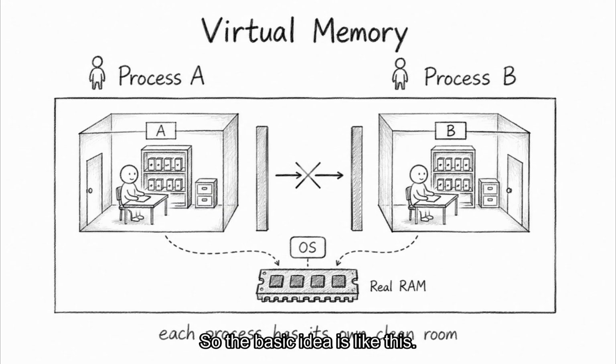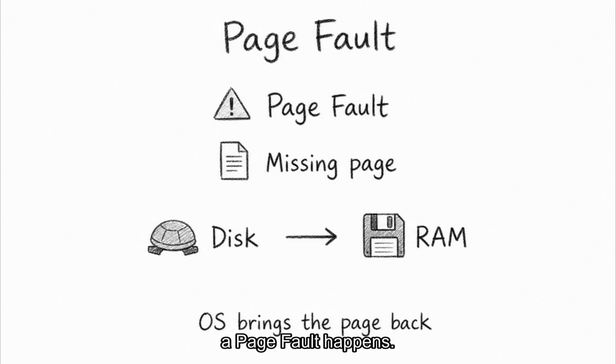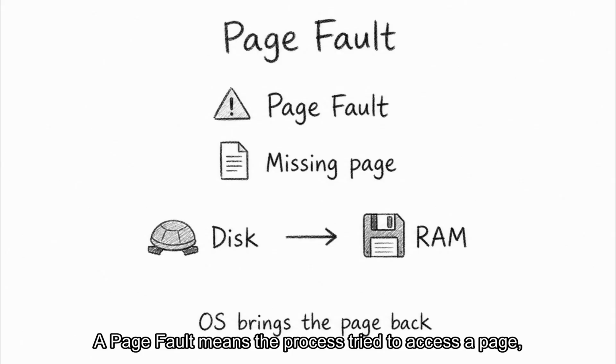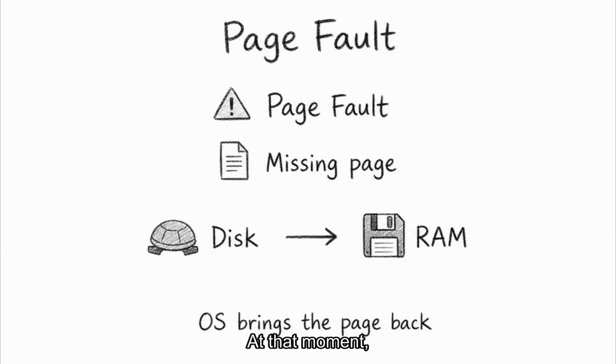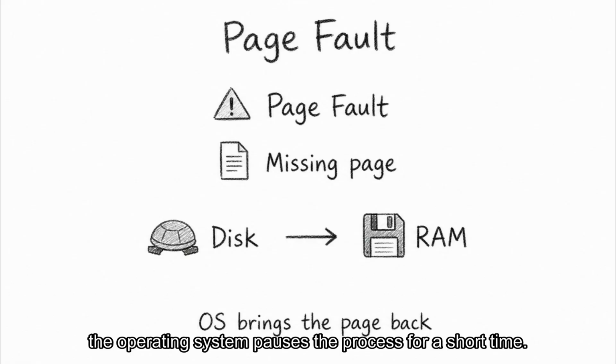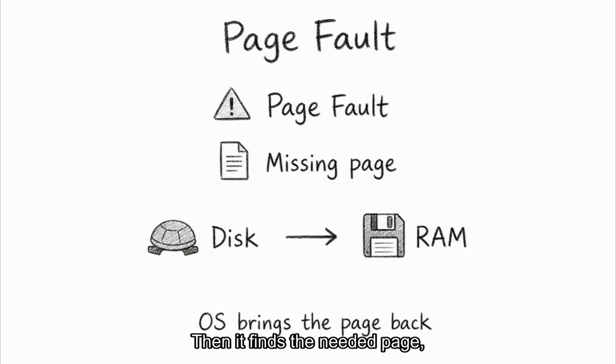So the basic idea is like this. Frequently used pages stay in RAM. Less used pages can be moved to disk. When the program needs a page that is not currently in RAM, a page fault happens. A page fault means the process tried to access a page, but the page was not in physical memory. At that moment, the operating system pauses the process for a short time. Then it finds the needed page, brings it from disk into RAM, updates the page table, and then the process continues. So a page fault is not always an error.